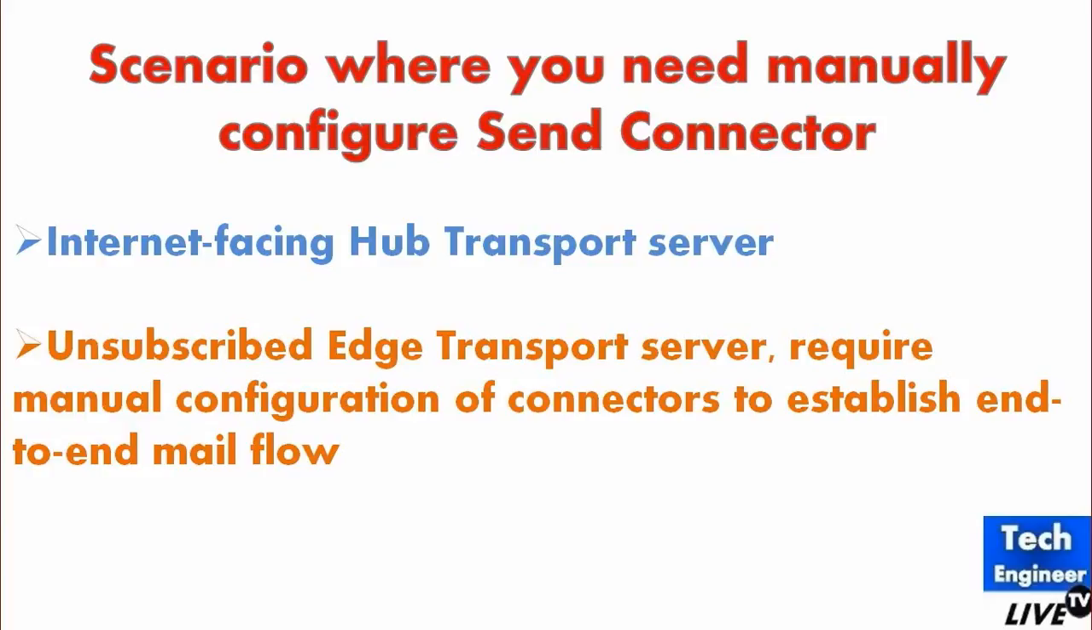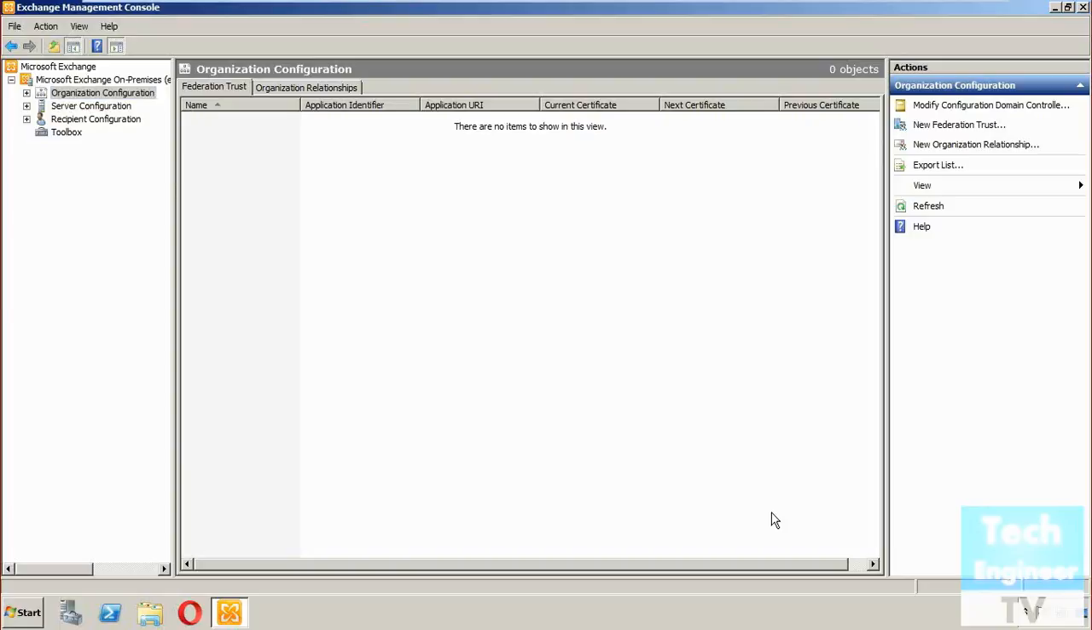Now it's time to go to our Exchange Server 2010 to create the send connector. Let's go to our Exchange Server 2010. Now we have reached Exchange Server 2010, and I'm in Microsoft Exchange On-Premises and Organization Configuration. This is what it shows by default.